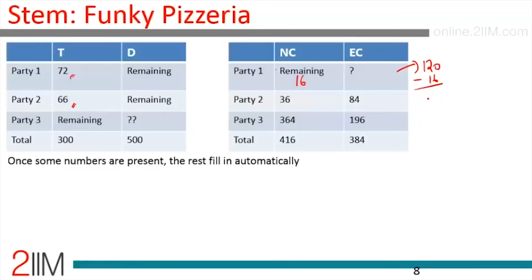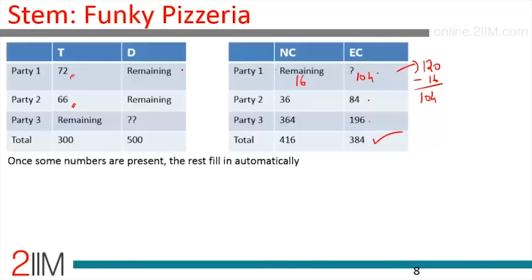Total party 1 is 120, out of which 16 is normal cheese. The remaining should be extra cheese, that is 104. So 104 plus 84 plus 196 should add up to 384. It doesn't, something is wrong with the numbers, we go back and fix it again.